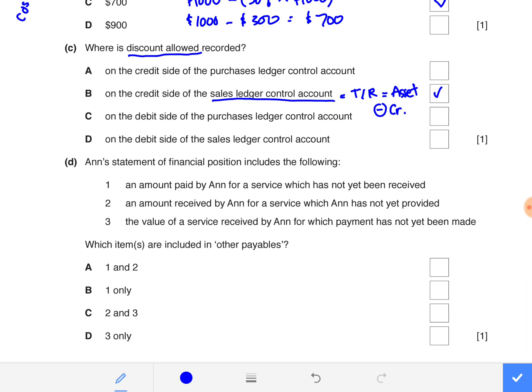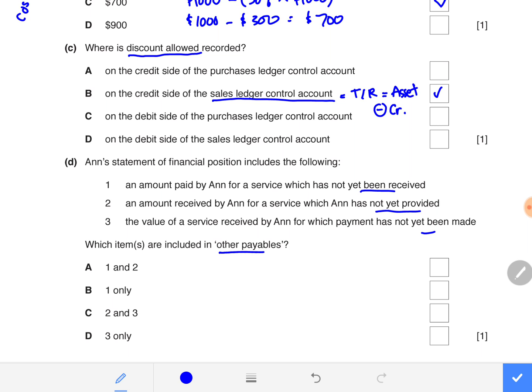Next. N's statement of financial position includes the following: an amount paid by N for a service which has not yet been recorded; an amount paid by N for a service which has not yet been received; an amount received by N for a service which N has not yet provided; the value of a service received by N for which payment has not yet been made. Which items are included in other payables?